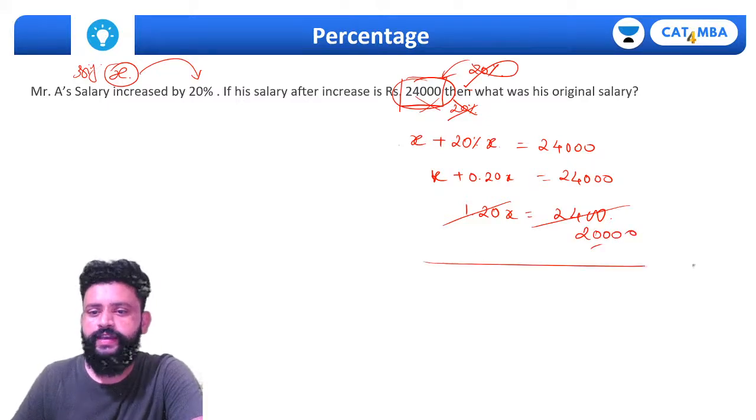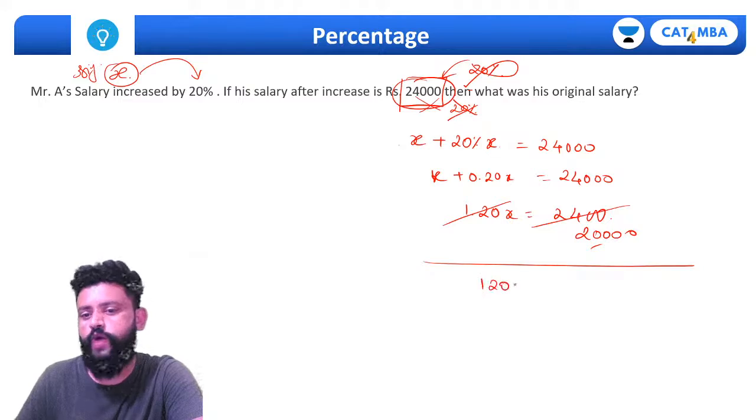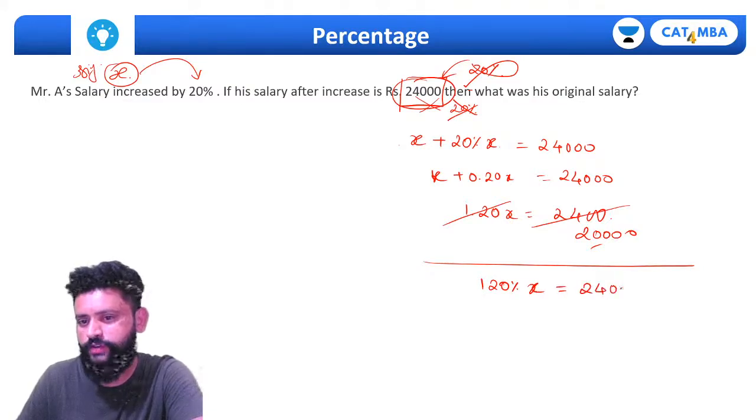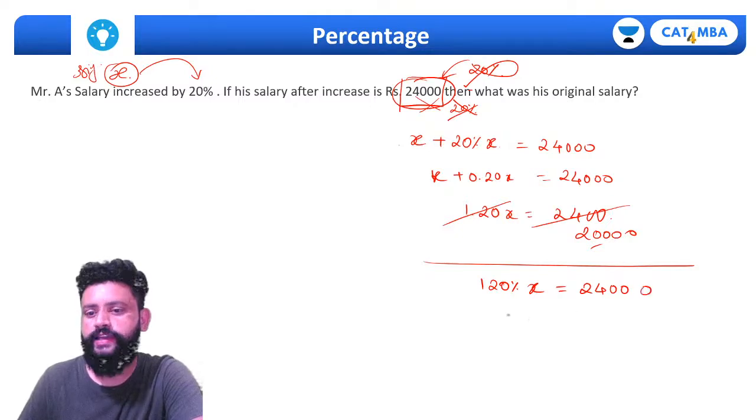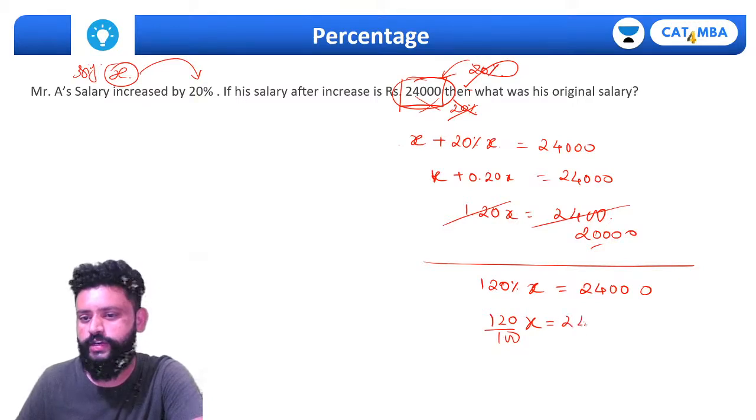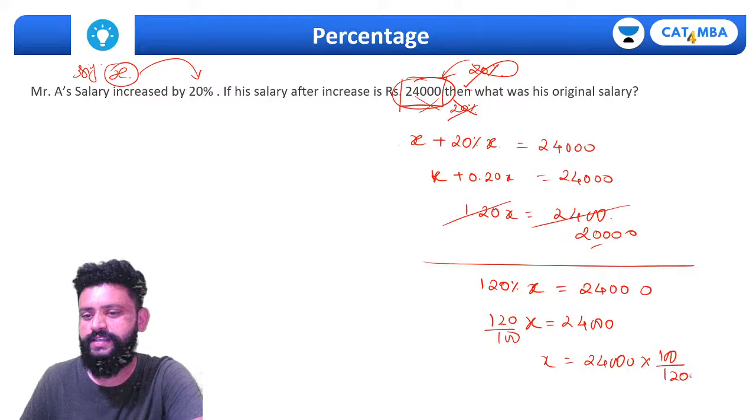Okay, you did it this way because 120% of x is 24,000, so surely the value of x will be 24,000 over 120/100. So when you take this to the other side, x will be 24,000 into 100/120. That's the right way to do. Simply you can get the answer as 20,000.